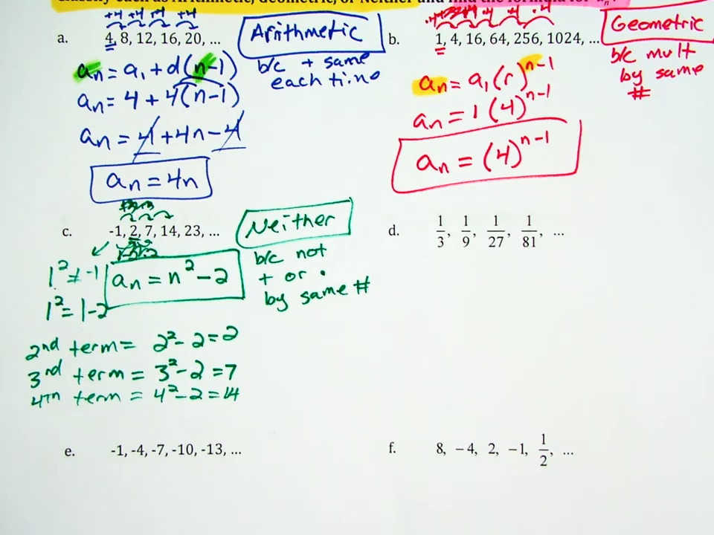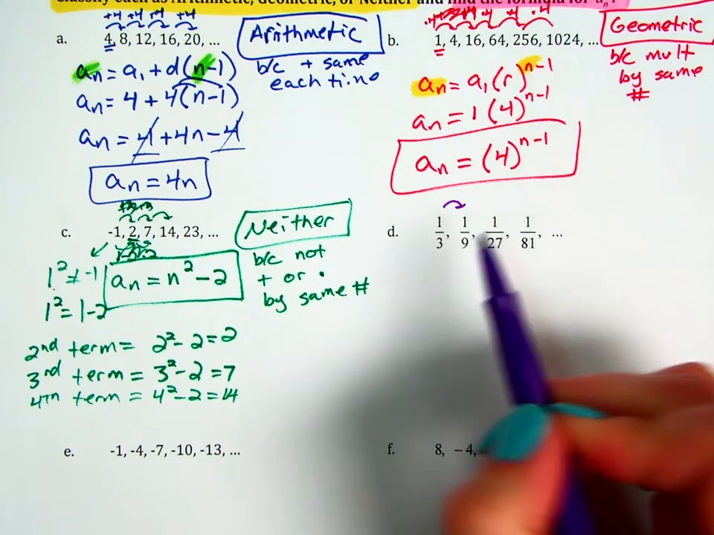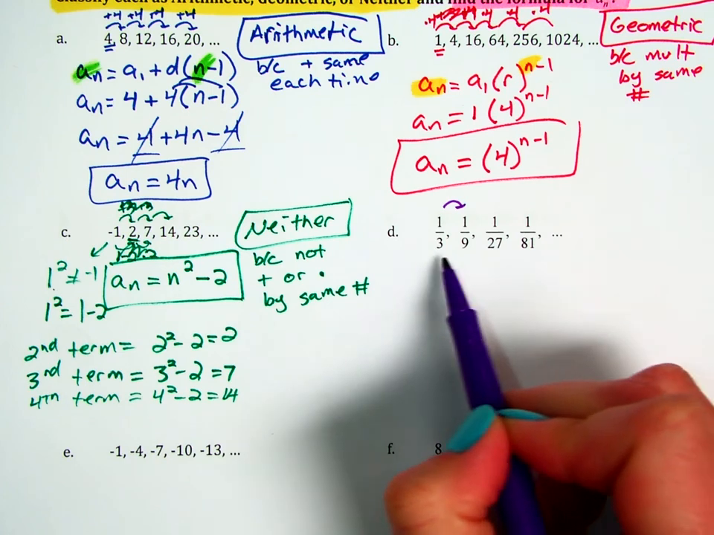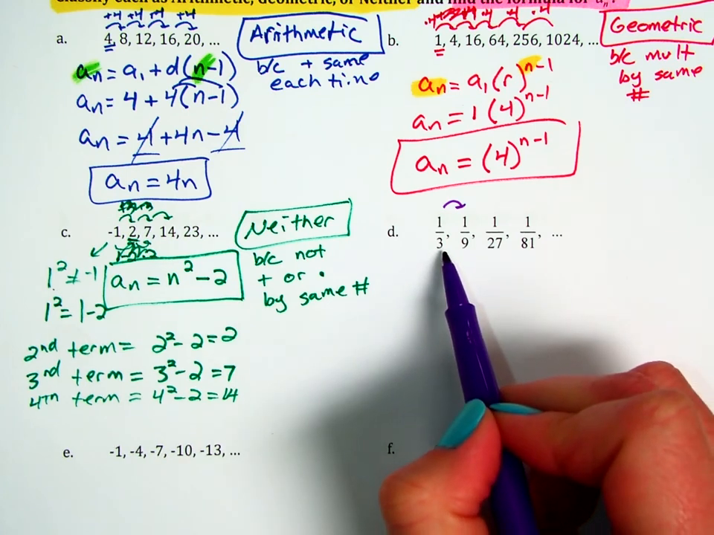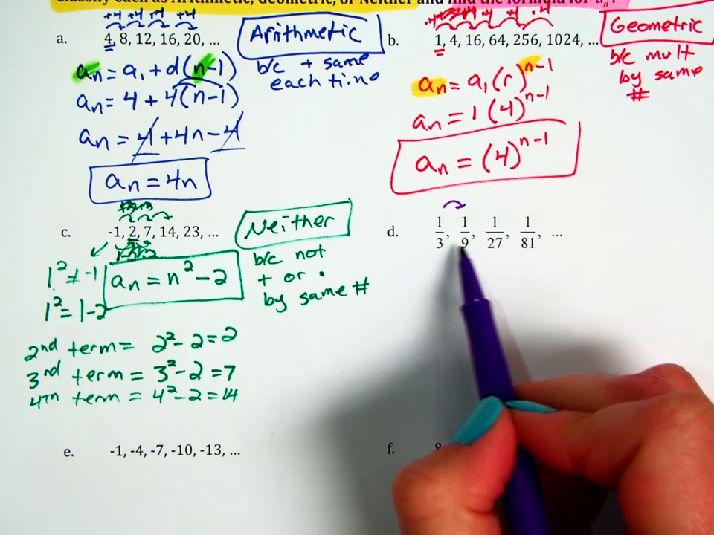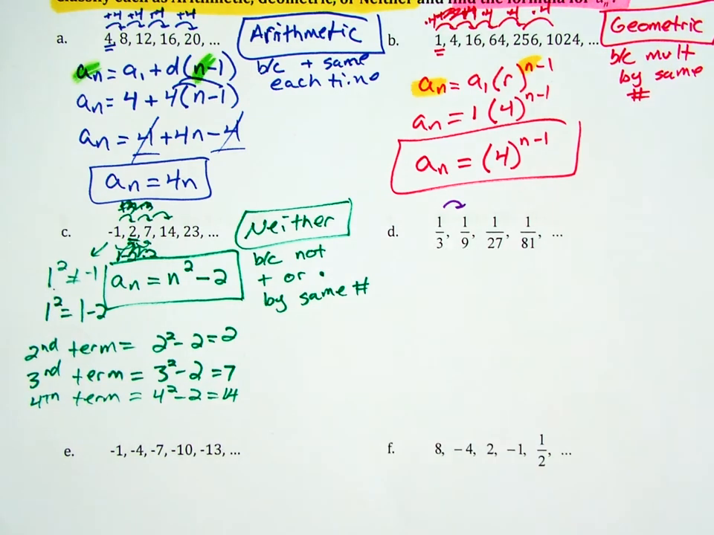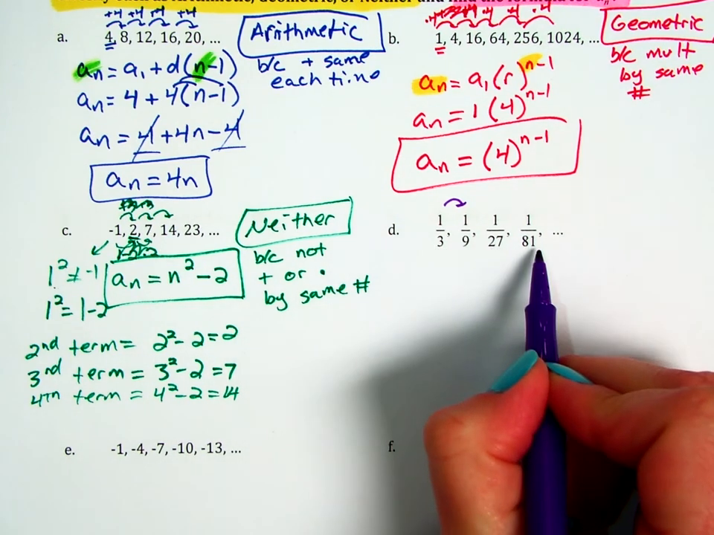All right, let's look at D. So what would I have to do to get from here to here? Well, because it's a fraction, and because it stays a consistent fraction, I'm thinking adding wouldn't work. So to be honest, when I look at this, 3 times 3 is 9. 9 times 3 is 27. 27 times 3 is 81. So we almost think that it's multiplying by 3, right?